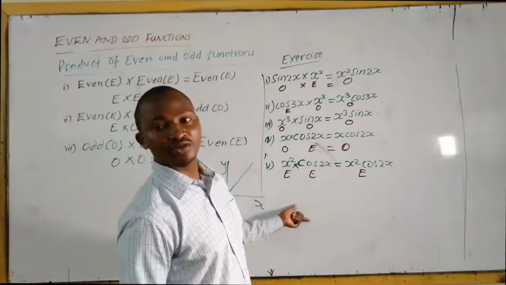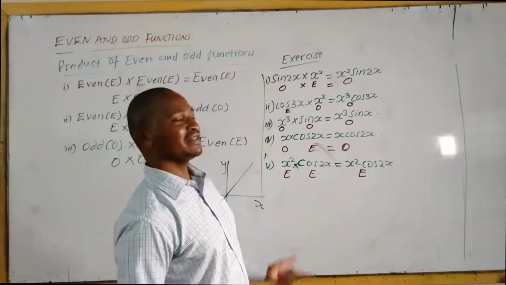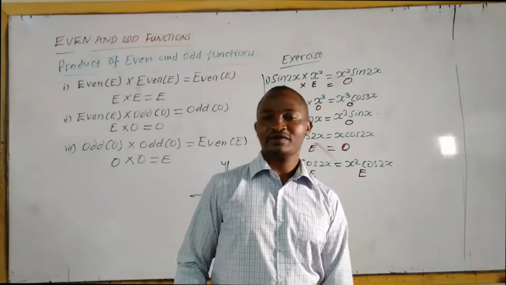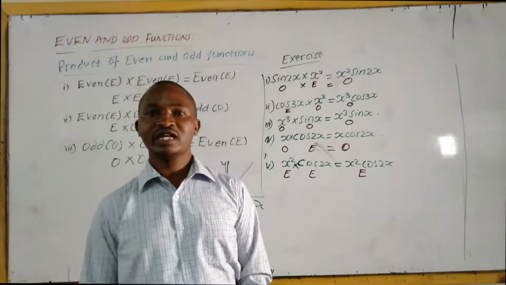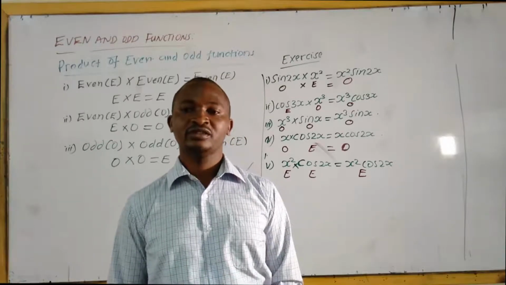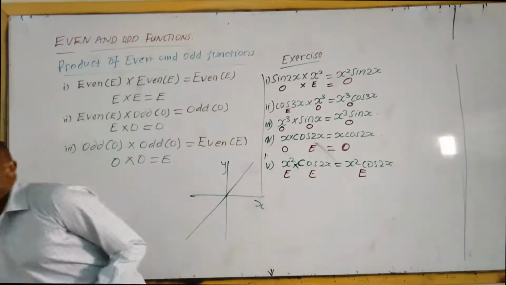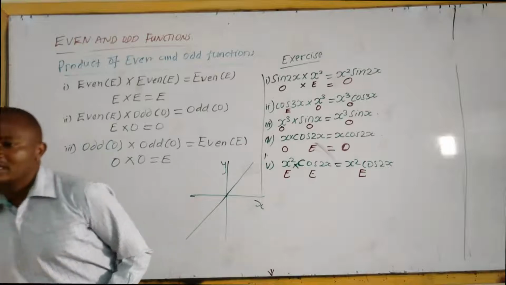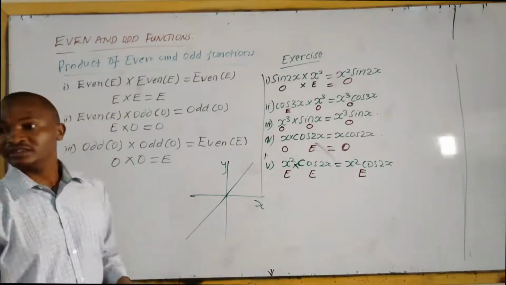So those are the rules of multiplication. Given a function to multiply with another function, you should be able to determine whether the result is odd or even. Now we move on to the next part of the subtopic.